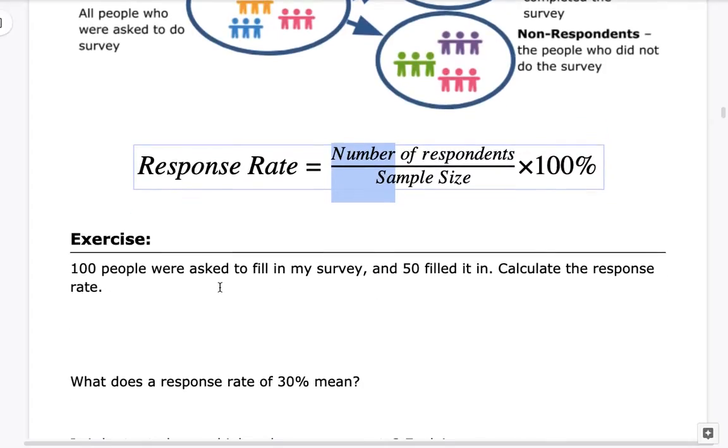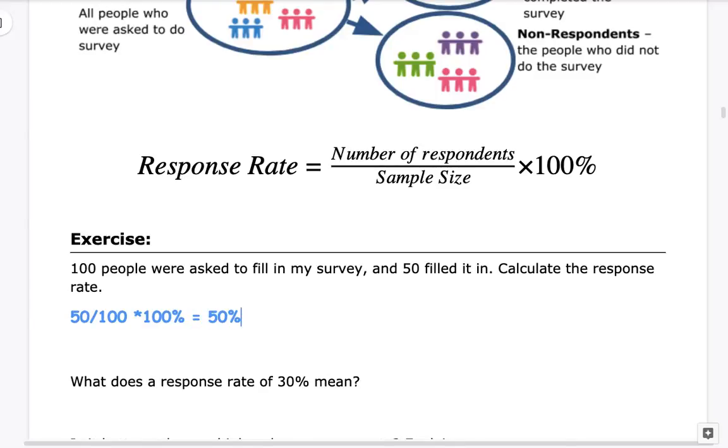So 100 people were asked to fill in my survey and 50 filled it in. Calculate the response rate. So 50 divided by 100 and multiply that by 100 percent will give us 50%. So 50% of the people who were asked completed the survey for me.